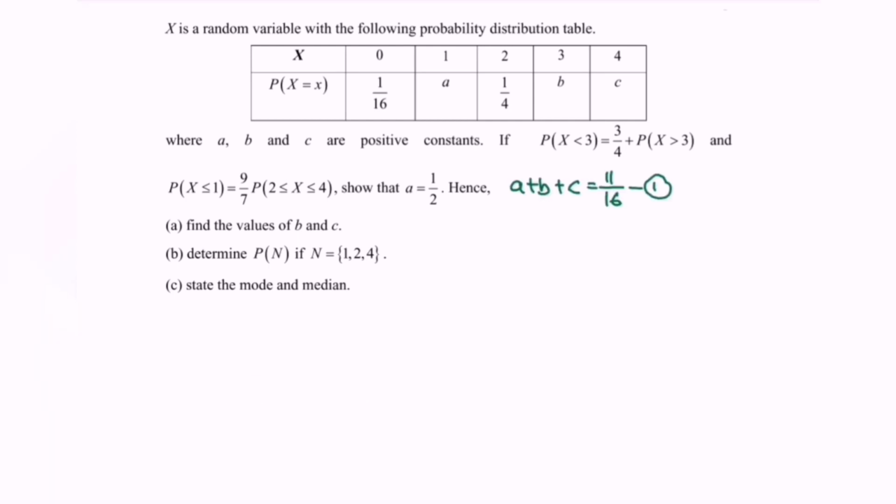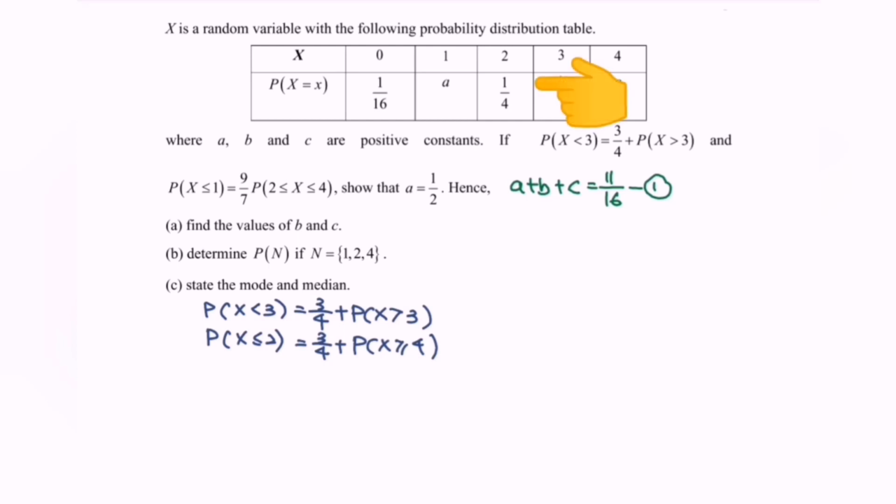Next, where A, B, and C are positive constants, if we have the probability that X less than 3 is equal to 3 over 4 plus the probability that X greater than 3. So kindly modify the situation. The probability that X less than or equal to 2 is equal to 3 over 4 plus the probability that X greater than or equal to 4. Refer to the table.